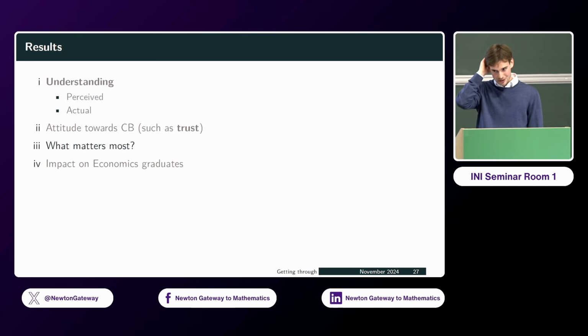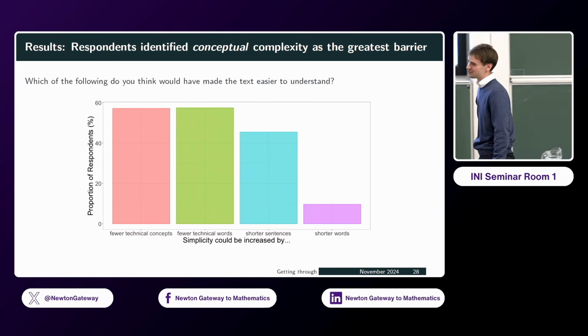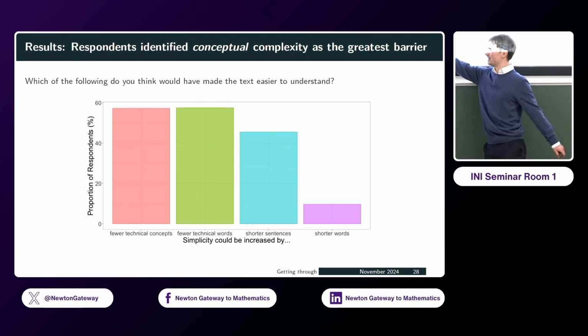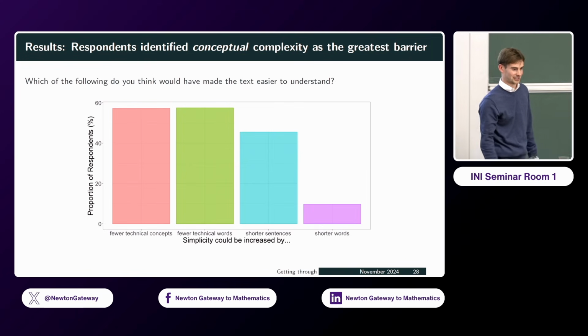Now, in economics, we try all sorts of what we call identification strategies to tease out causal effects. Often the simplest way of identifying what's going on is just by asking people. So we ask these respondents, what would have made the text easier? Unsurprisingly, and consistent with our results, people point to the technical concepts and technical words, rather than shorter sentences and shorter words.